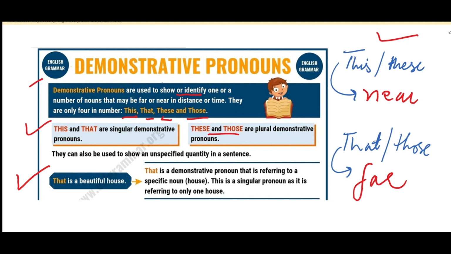Now there's the explanation. It says that the word that is a demonstrative pronoun that is referring to a specific noun, a house. This is a singular noun as it is referring to only one house, and that is used because it is away or far from the person who is indicating that thing, because demonstrative pronouns are also used to indicate anything. So in this way we can use demonstrative pronouns.